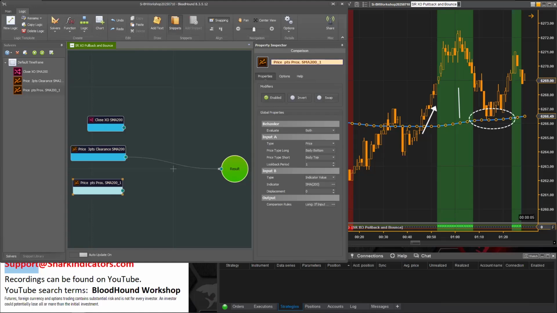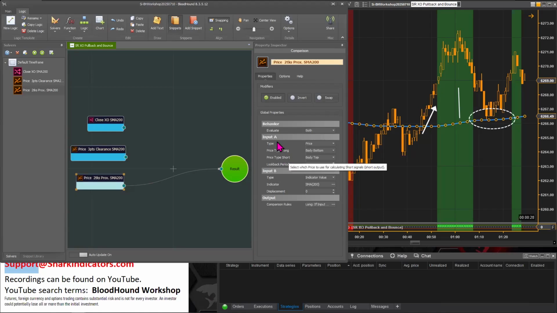So, and probably, let's just go for, say, I don't know, two ticks. Yeah, 2 ticks of proximity there to the SMA 200. I'll go with that for now. All right, let's connect this solver in here, there. And let's see here.